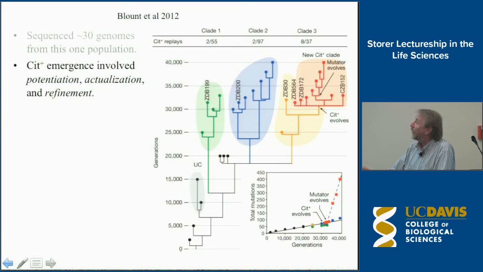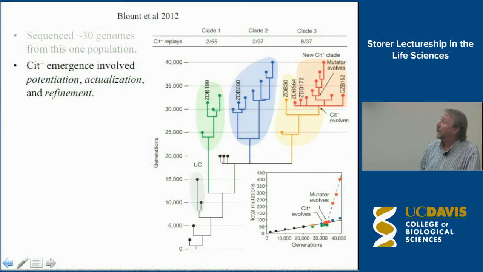I'll start in the middle. One would be what we called actualization: what was the mutation that made the cell go from citrate minus to being able to use citrate, however weakly? We know that the first ones who could do it were extremely bad at it, but they could get a tiny bit out of it. And after something evolves a new function, it doesn't evolve perfectly, so there's a stage called refinement, and I'll come back to that later.